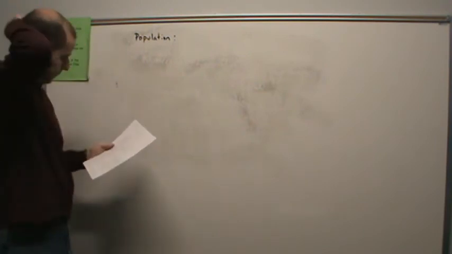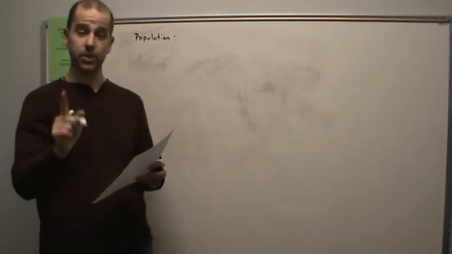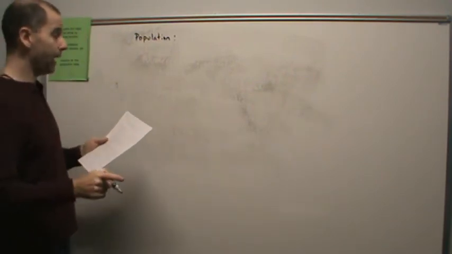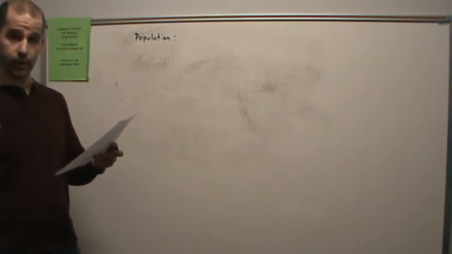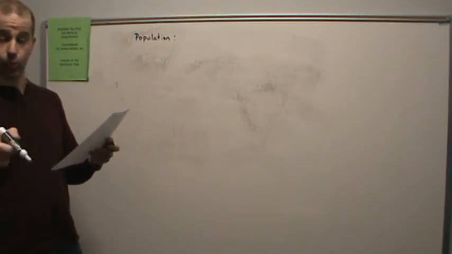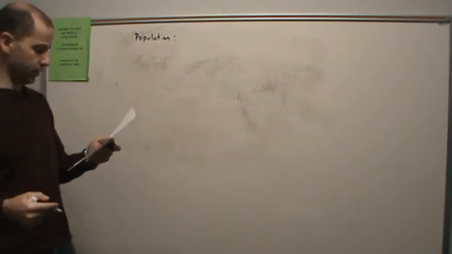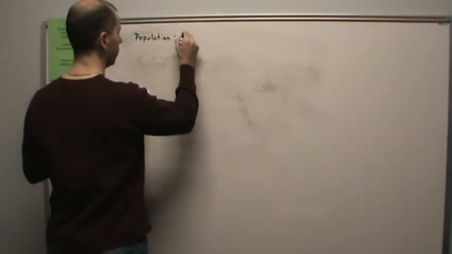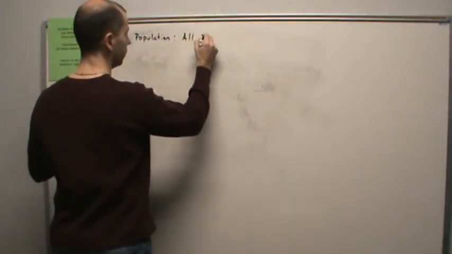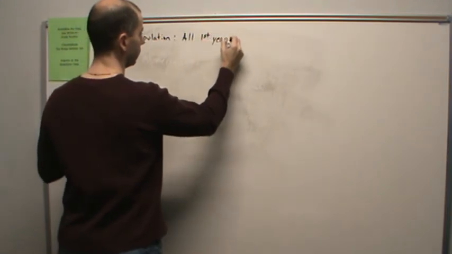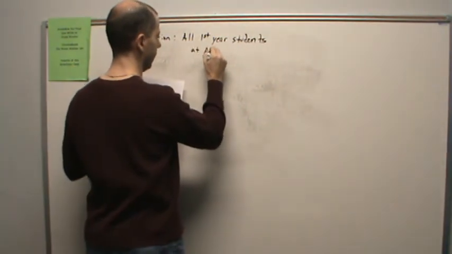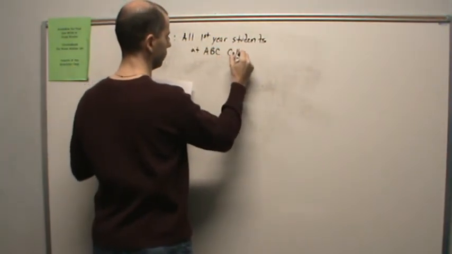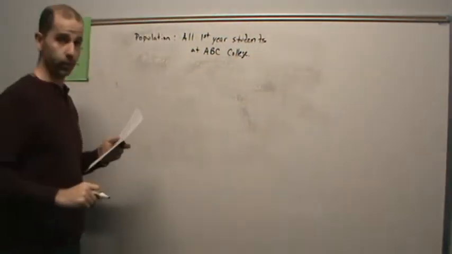Okay, so here, the population. What's the population of interest? What are we trying to study? Well, the population in this case would be all first-year college students at ABC College. That's the population. That's what we're trying to get information about. That's what we're trying to understand. So the population is going to be all first-year students at ABC College. Okay, that's what we're interested in.